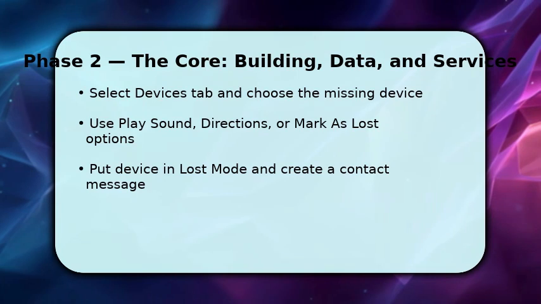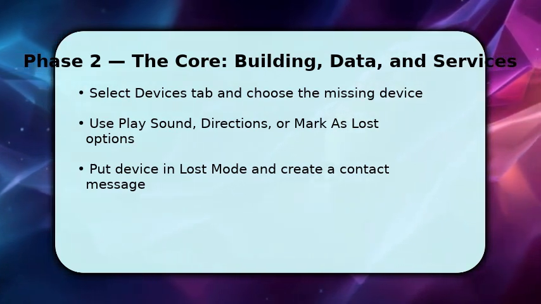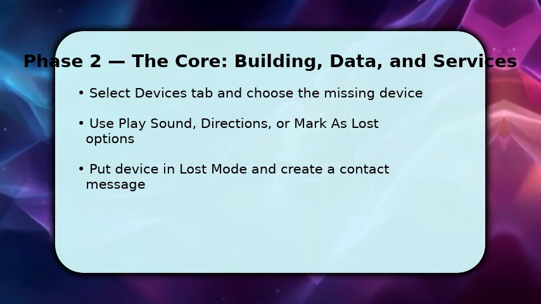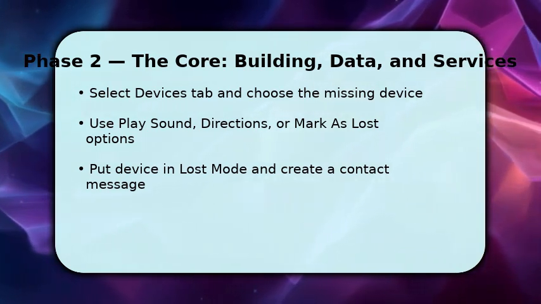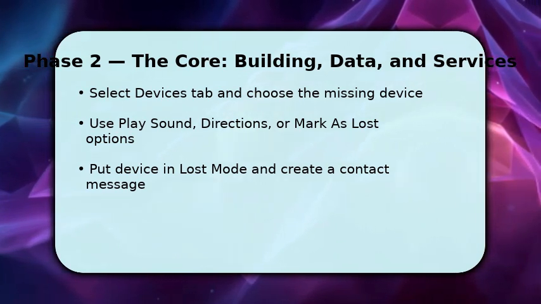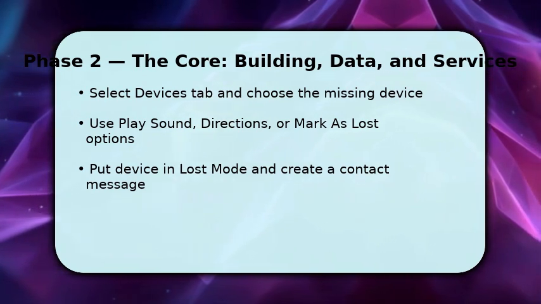Next, you select the Devices tab and pick the missing item. This shows the device's last known or current position on the map. If nearby, tap play sound to find it quickly. If distant, choose directions to get turn-by-turn navigation or enable lost mode to lock the screen and display a contact message. This protects your data.